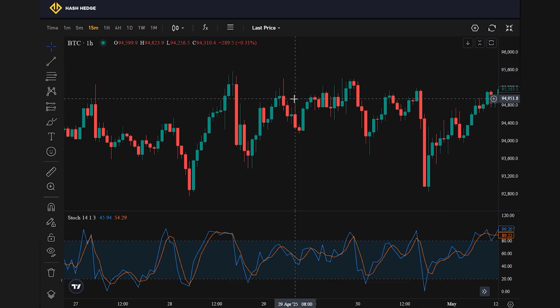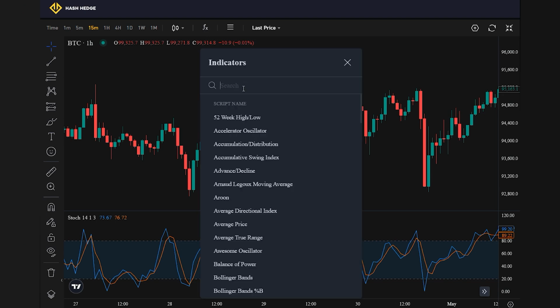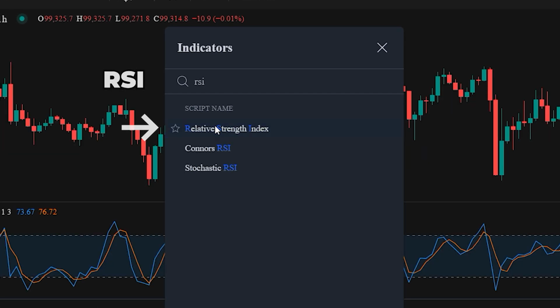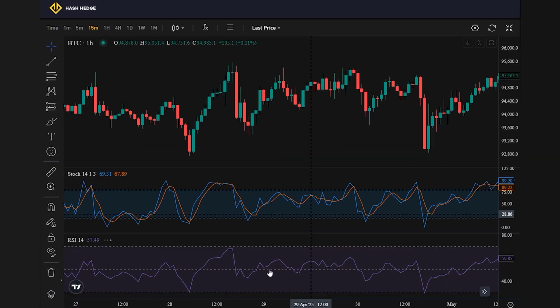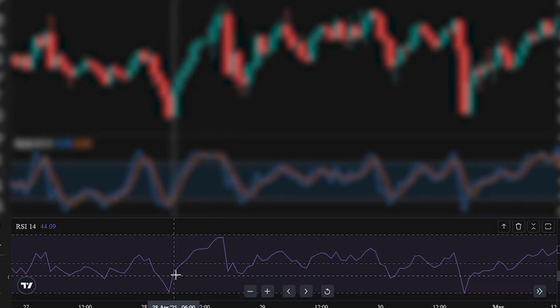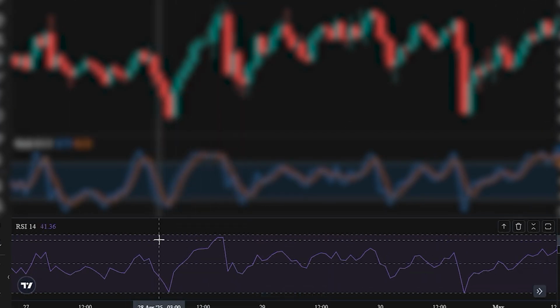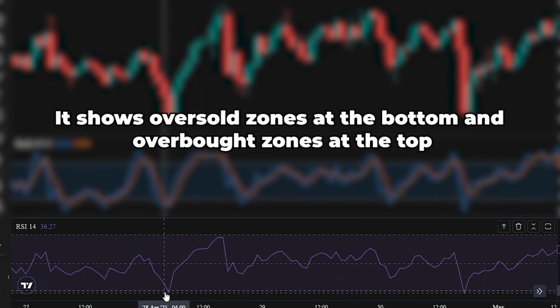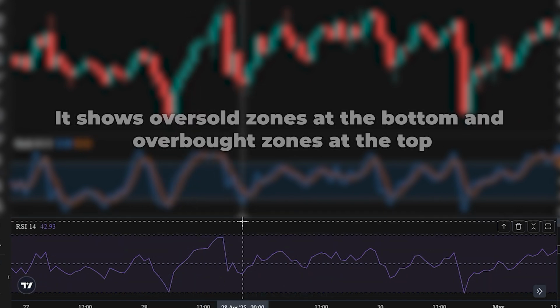In this way, it resembles another equally famous, or rather even more famous indicator, RSI, Relative Strength Index. And let me explain the difference between the two and why I recommend using Stochastic specifically. Here's a chart of the RSI, and it works exactly the same way. It shows oversold zones at the bottom and overbought zones at the top.